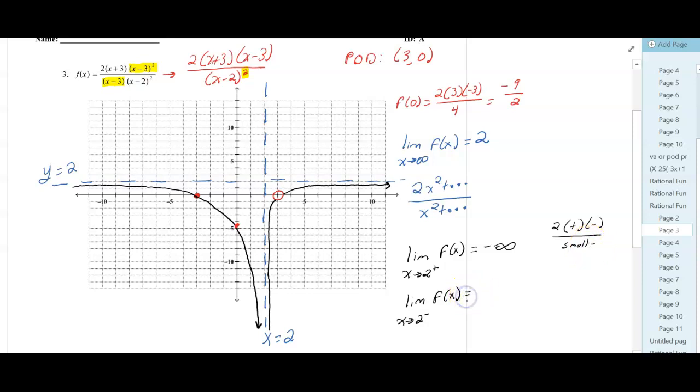If you find the limit as x approaches 2 from the left, like you're plugging in 1.99999, that also is negative infinity. I'll do that over here. So you got 2 times a positive times a negative. When you plug in 1.999 minus 2 and square it, you get a small positive. So that's why that goes to infinity.